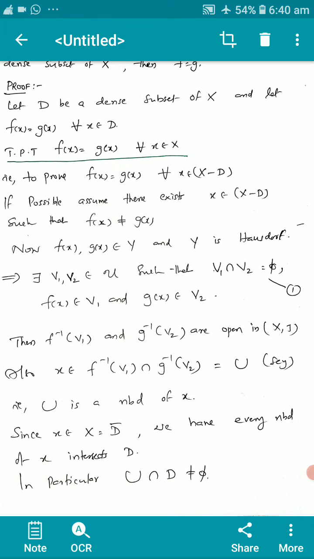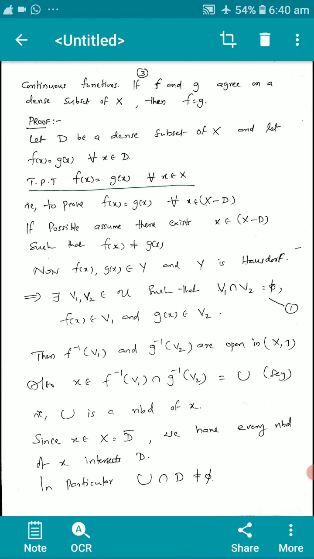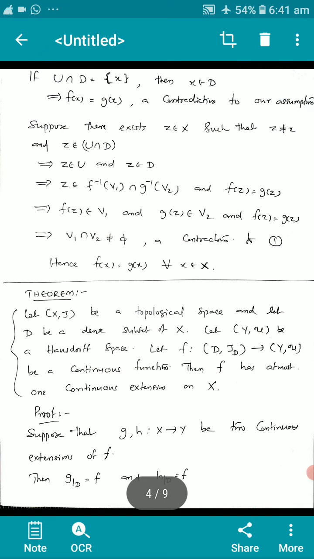We have x in capital X. Because D is dense in X, D bar equals X. So every neighborhood of x intersects D. In particular, U intersection D is not equal to phi. Take U intersection D equal to the singleton set {x}, then x is in D. This implies f(x) equal to g(x). It is a contradiction to our assumption.